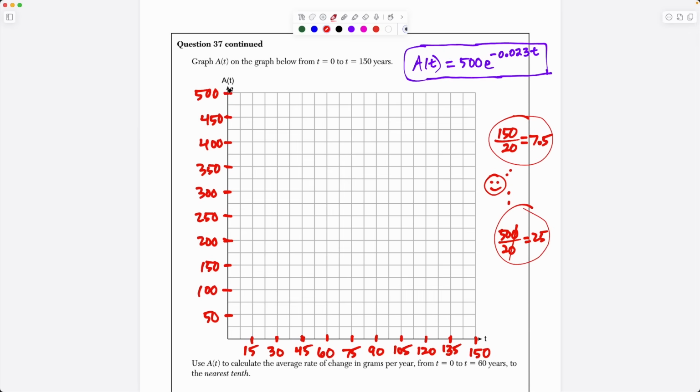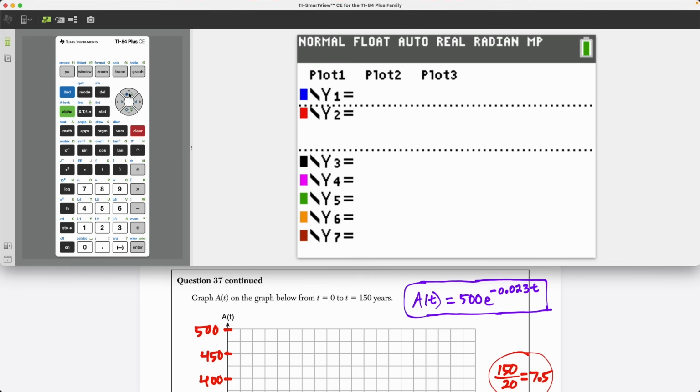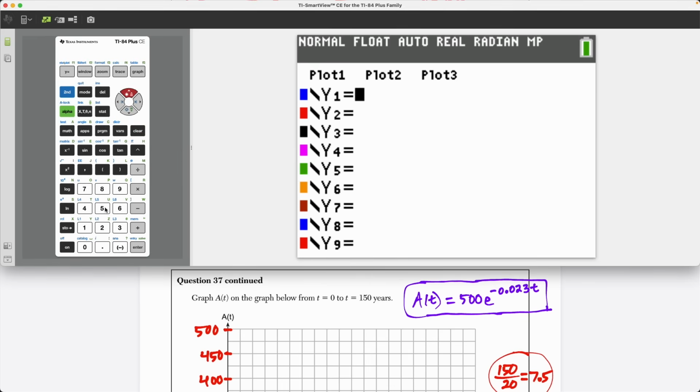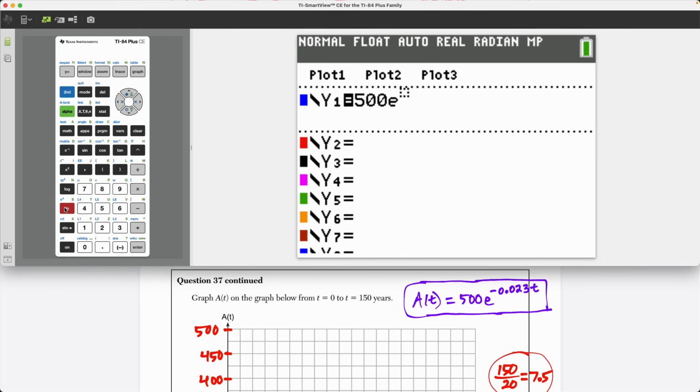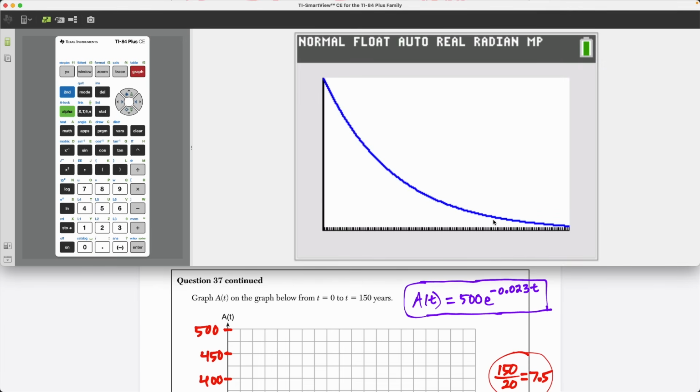So now let's go ahead and type this in. So we have y equals, and then in the y equals spot here, I'm just going to write in our function. So we're going to have 500 times e, so second natural log, to the negative 0.023 t, but I'm going to use x. And then for our window, we're going from 0 to 150. And our y values are going to go from 0 up to 500. Okay, if we do this, we can see we get this nice exponential curve here.